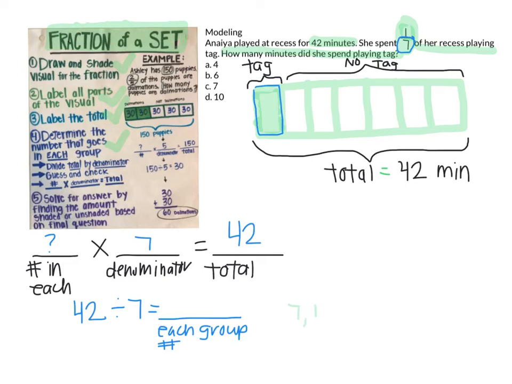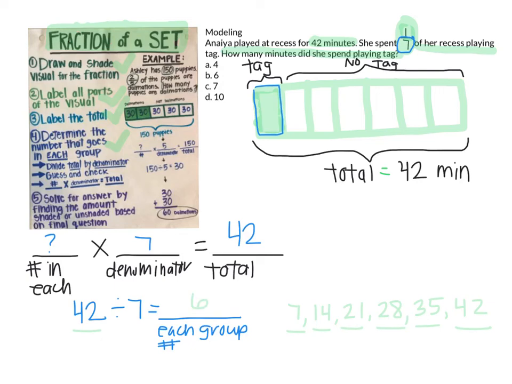7, 14, 21, 28, 35, 42, and I stopped there because we reached our total. So now I just count how many times we skip counted to get to 42. 1, 2, 3, 4, 5, 6. So 42 divided by 7 is 6.